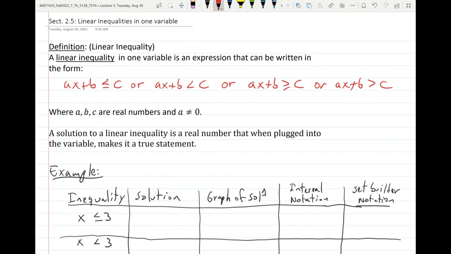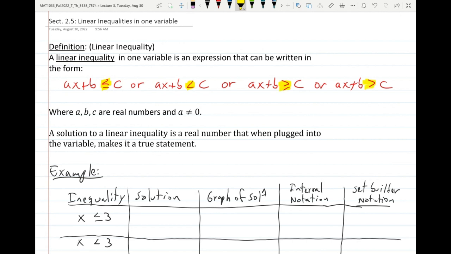Okay, where a, b, c are real numbers, and of course a is different than 0, because if a is equal to 0, we don't have the x, so there's nothing to do. And when I say x, it could be any variable, it could be t, b, whatever. Okay, so the reason why you have 4 expressions is because this may come in 4 different forms depending on the inequality that we have.